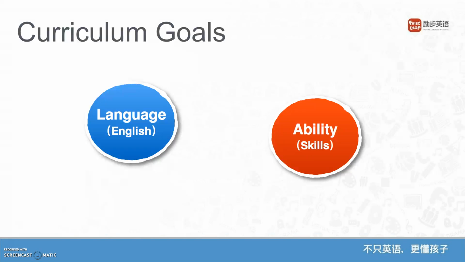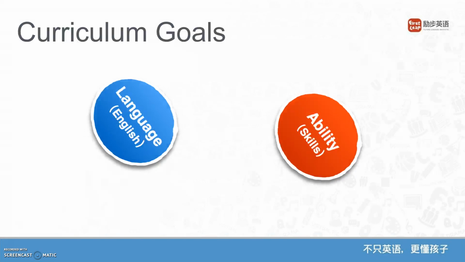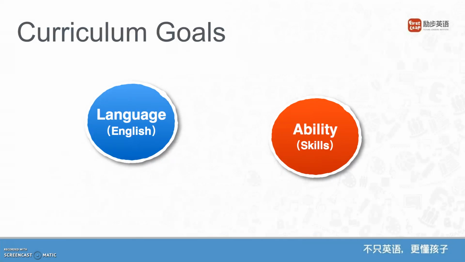The curriculum involves two main learning goals. Students learn English and practice certain skills. Let's examine aspects of those two main learning goals. The first goal is to learn the English language. That's the main reason students are in this online program.